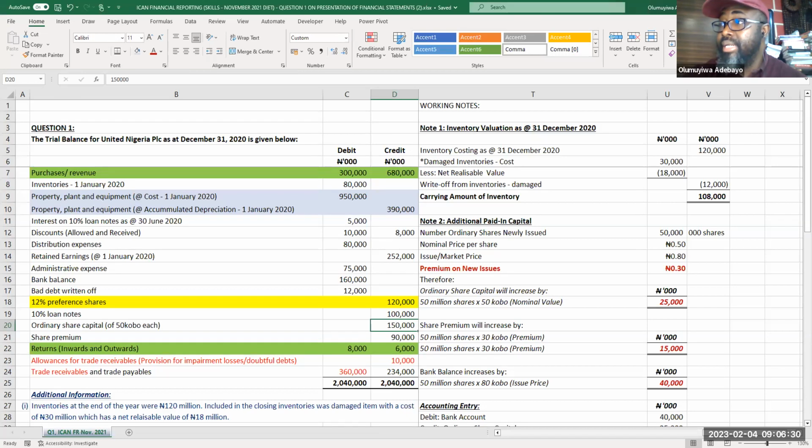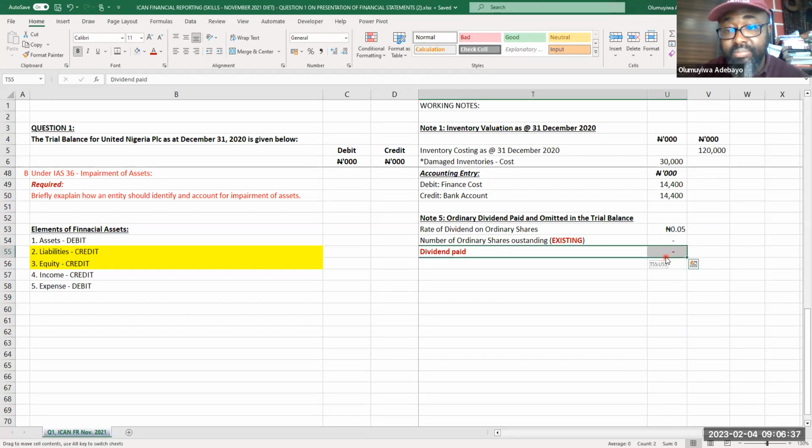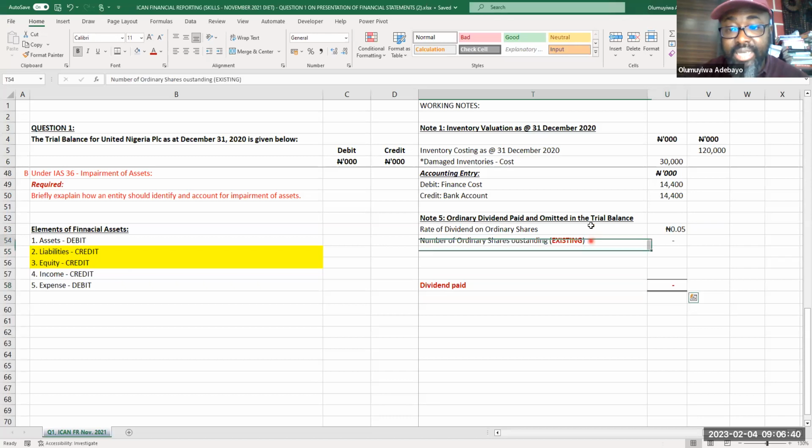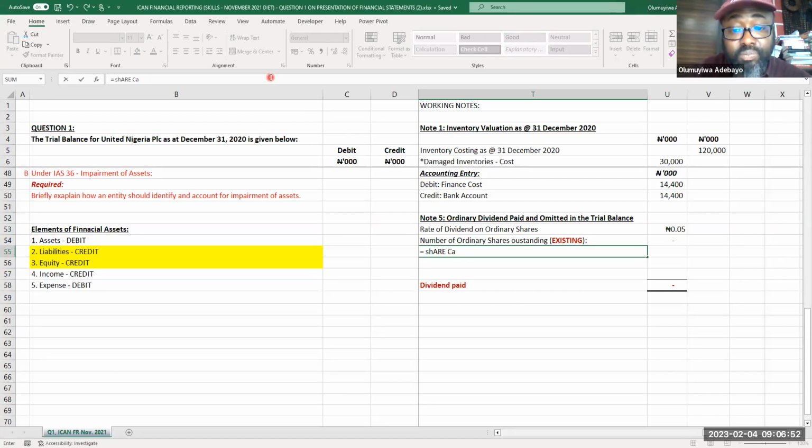Okay, Benga said 300 million. Okay, how do you get that 300 million? Therefore, I'll take one step further. The step further means that to determine the number of shares, you need the share capital. You divide the share capital by the nominal what? Price. And that should give you that result.